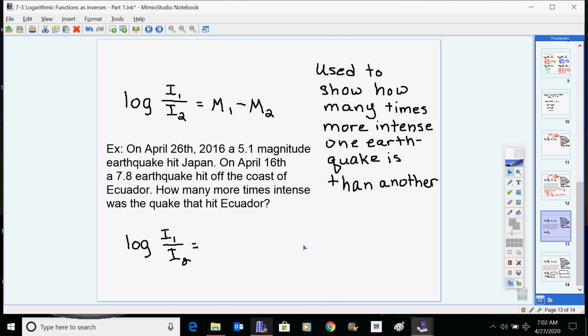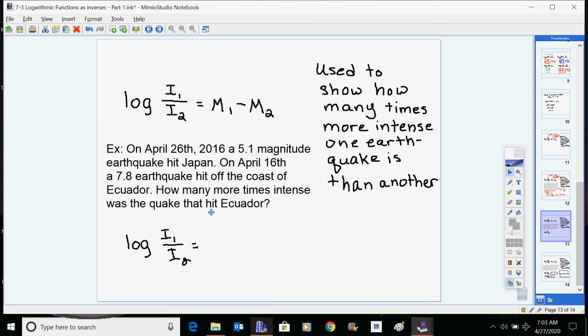Okay, in 2016 there was quite a bit of earthquake activity going on, and we were following it, and so this question came straight from what was happening right about that time. April 26, 2016, a 5.1 magnitude earthquake hit Japan. You might have heard of that. There was a whole lot of damage happening. And then April 16th, just 10 days before that, there was a 7.8 earthquake that hit off the coast of Ecuador. So we want to ask how many more times intense was the earthquake that hit Ecuador.